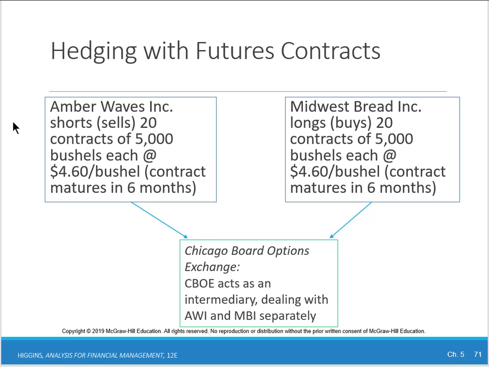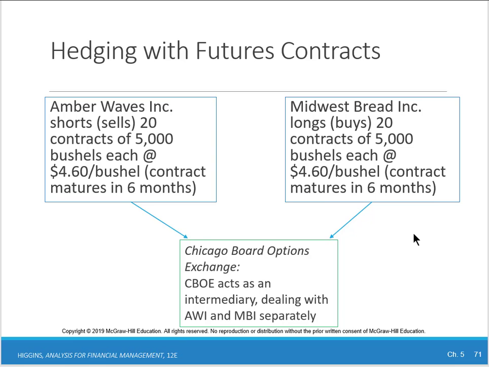So now if we have a contract for 5,000 bushels, of course, Amber Waves would want to sell, right? Because ultimately, in the end, they want to get this money for these things. They're going to sell the product. They're going to have 20 contracts, 5,000 apiece at $4.60 a bushel. So what's the difference between these?